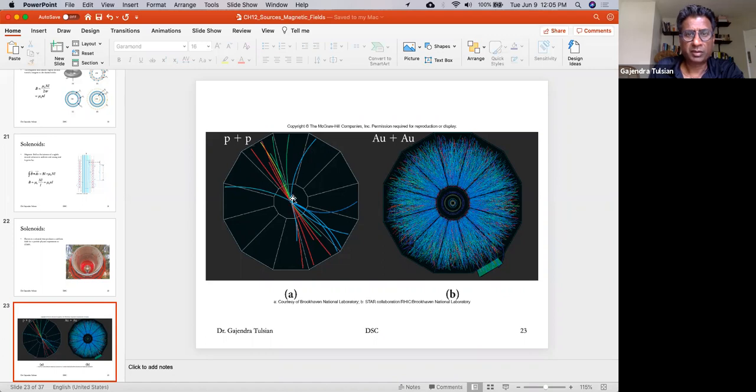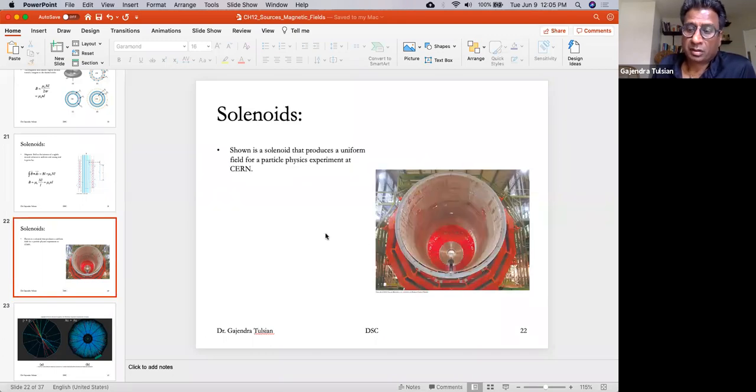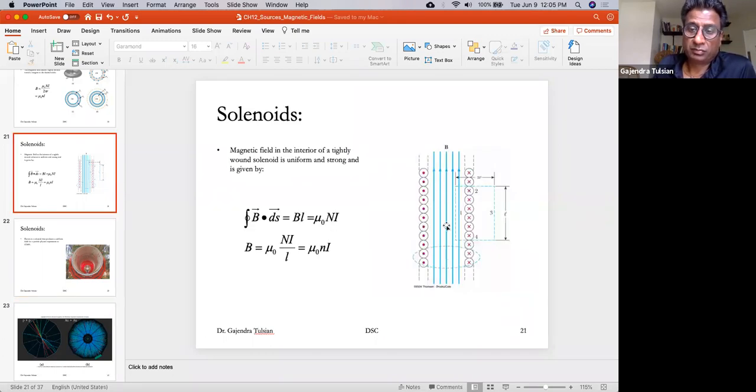From the curvature of the track and the direction in which it moves, you can tell if it's a positive or a negative charge, and you can tell the mass of the particle. So from this data, you can figure out the mass and charge of the particle. So we use solenoids for that kind of stuff.